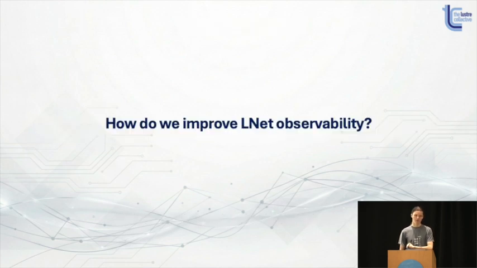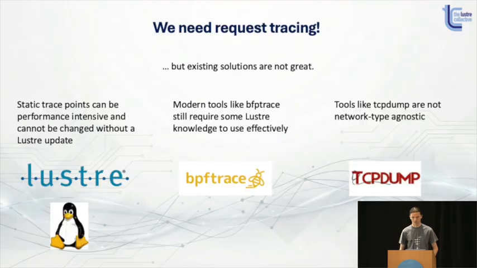So a big question is, how do we actually improve this situation? I guess that's the title of this slide. Request tracing is my approach. There are a few existing solutions that people use to varying degrees. There are static trace points. If you ever look through the source code and see a CDEBUG or a CERROR message, those are essentially Lustre-native static trace points. They emit things to the Lustre debug log. You can scrape all of that manually.